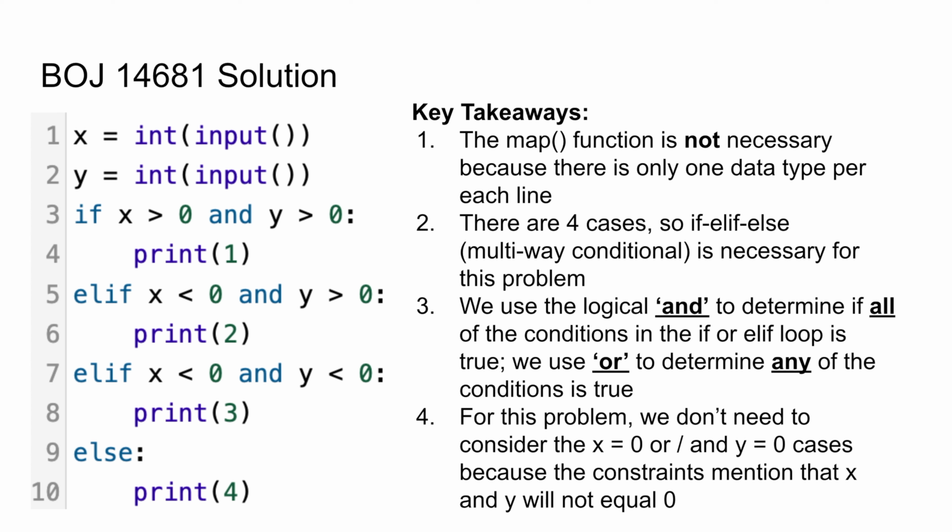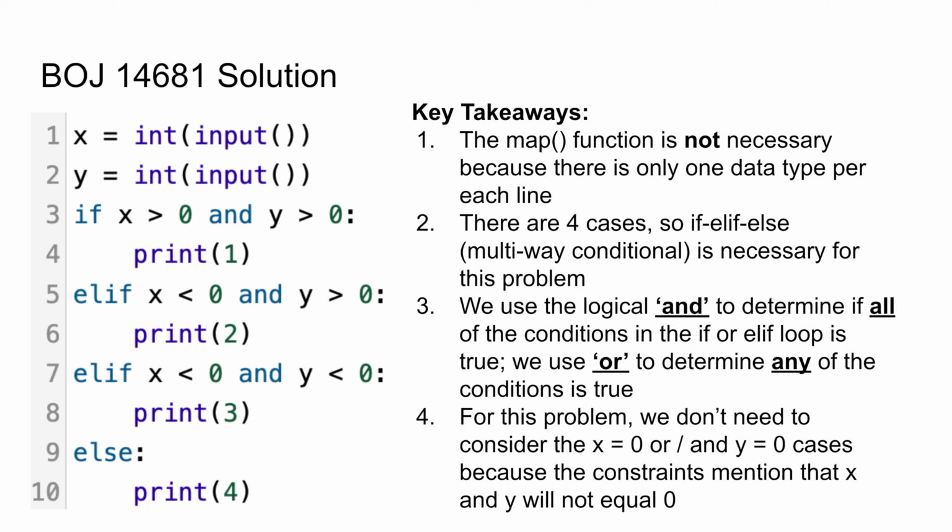Now, you might think about the cases when x equals 0 or y equals 0. However, the problem statement specifically mentions in the input format section that both x and y will not equal 0. In other words, there will be no input that will cause x equals 0 or y equals 0, so you can disregard this. So there are four key takeaways to this problem.